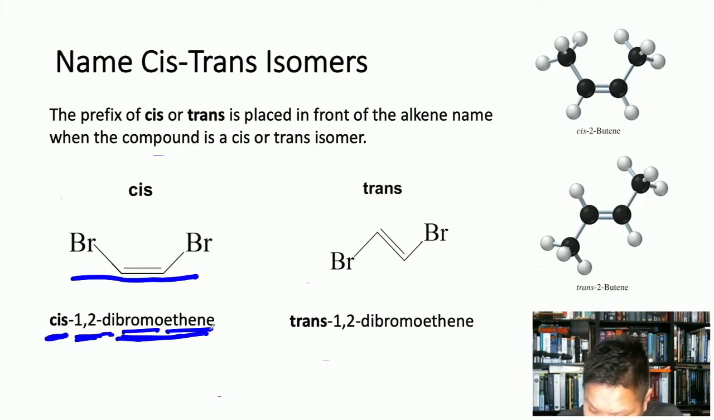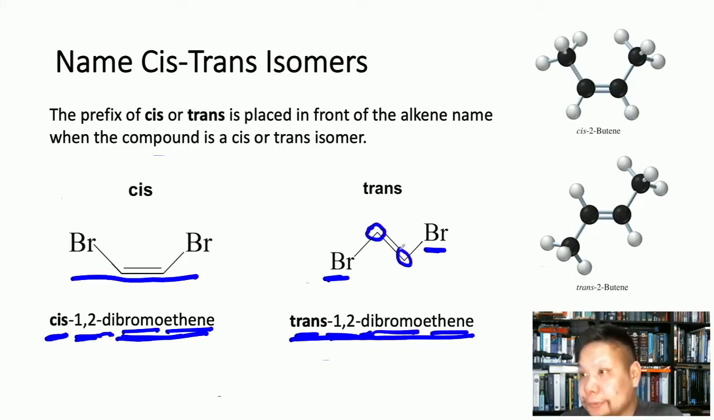Then here we have trans 1,2-dibromoethene, right? Trans because the bromines or bromos are on opposite ends, right? 1,2 because they're on the first and second carbons. Di because there's 2 bromos, and then ethene because of the two carbons right here that are connected by a double bond. Right? We also have another example here, cis-2-butene.